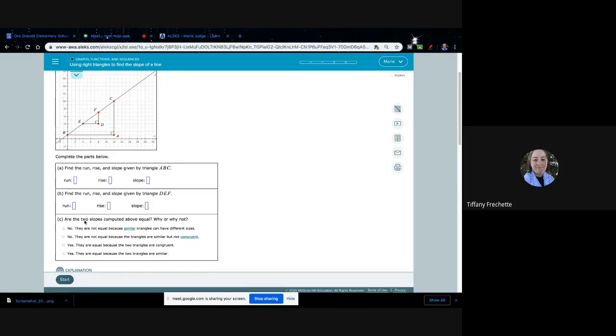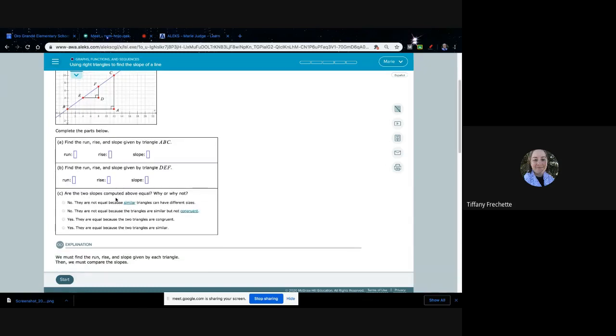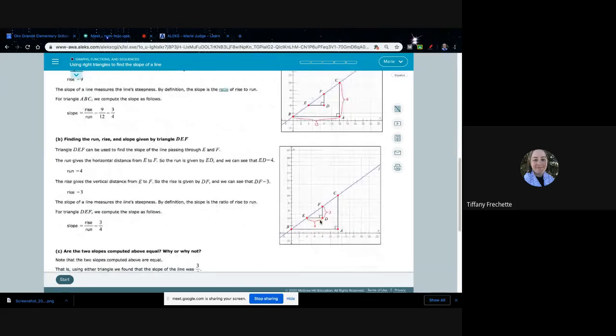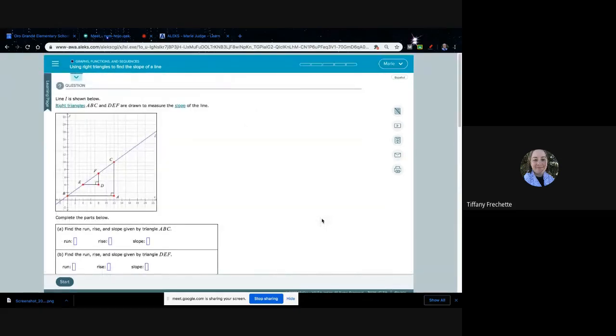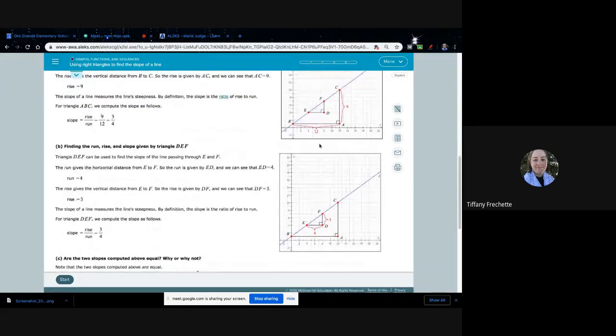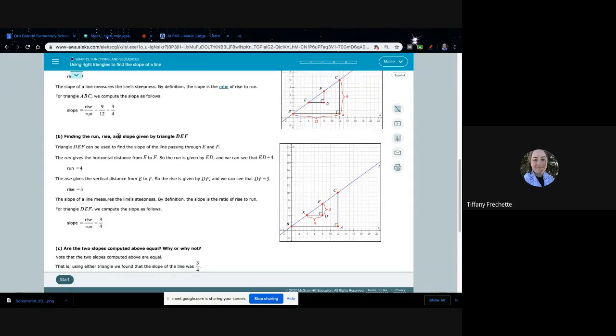We do the same exact thing for the other triangle, and then it asks, are the two slopes computed above equal? Why or why not? We just need to decide in the statement whether they are equal or not equal. So we count, oh, I did the slope for DEF instead of ABC. Not paying attention to my letters there. For DEF, which is the triangle we did, here's 4 and here's 3. If we were to count ABC, we'd have 12 and 9. And although 12 and 9 don't match 3 and 4, when I reduce it, they do match.